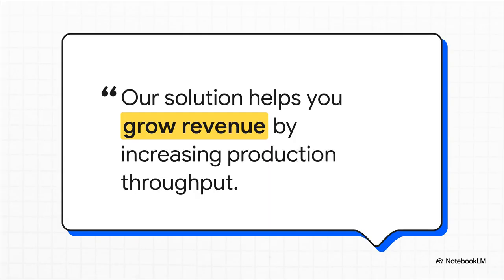So how do you actually use this? Well, you connect your solution directly to that outcome. Instead of just saying you increase production throughput, you finish the sentence. You explain that this increase grows their revenue. See the difference? You're not just selling a machine anymore, you're selling growth.